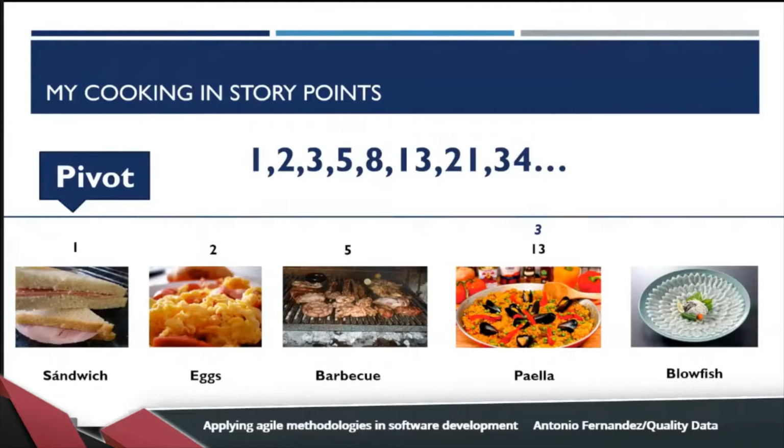It's relative; for this reason, it's a relative unit of measure. Finally, we have the blowfish. It's a Japanese dish that has one problem. These fish have a lot of poison inside, and the minimum error during the preparation can be fatal for the people who eat it. In my case, it's out of my capacity.